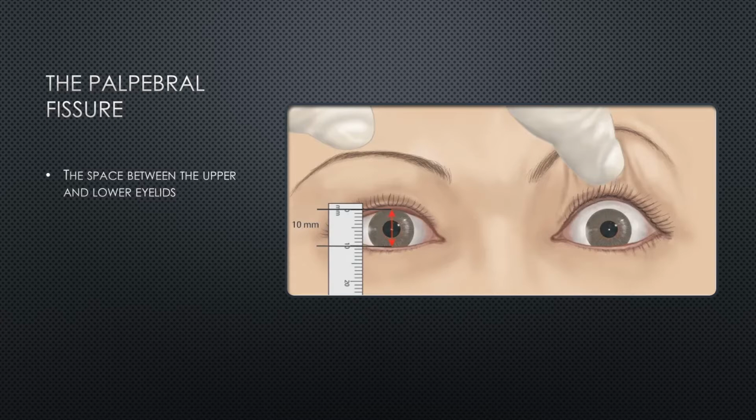The palpebral fissure is the space between the upper and lower eyelids that appears when the eyelids are open. This fissure measures about 30 millimeters wide and 7 to 12 millimeters high. The cornea, iris, pupil, sclera, and bulbar conjunctiva are visible in the palpebral fissure.